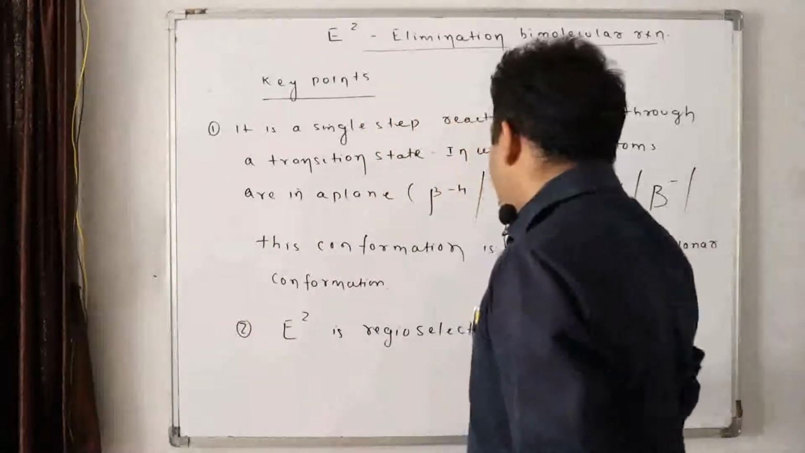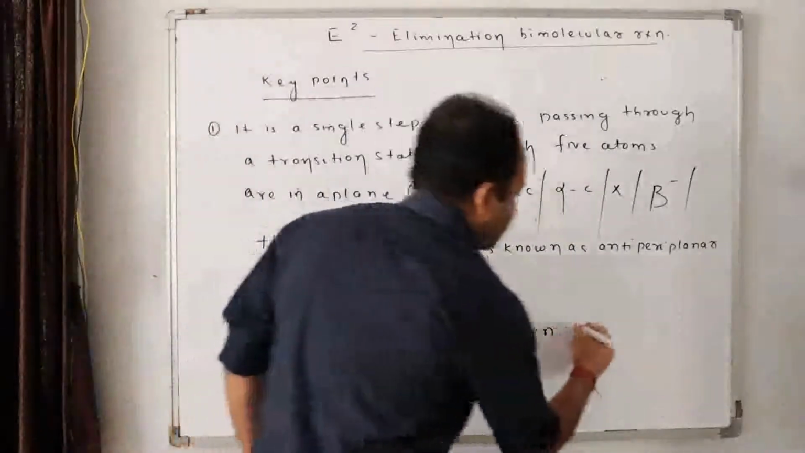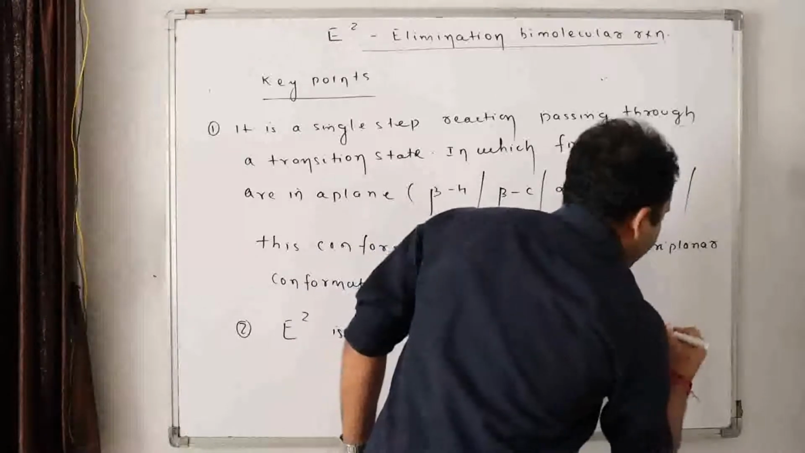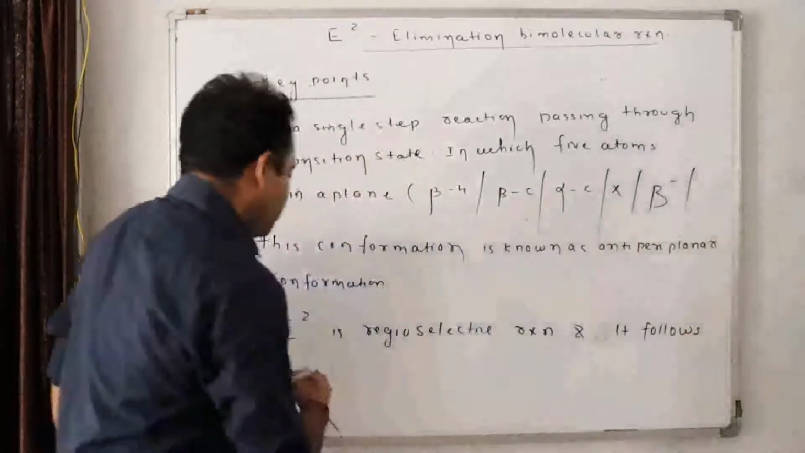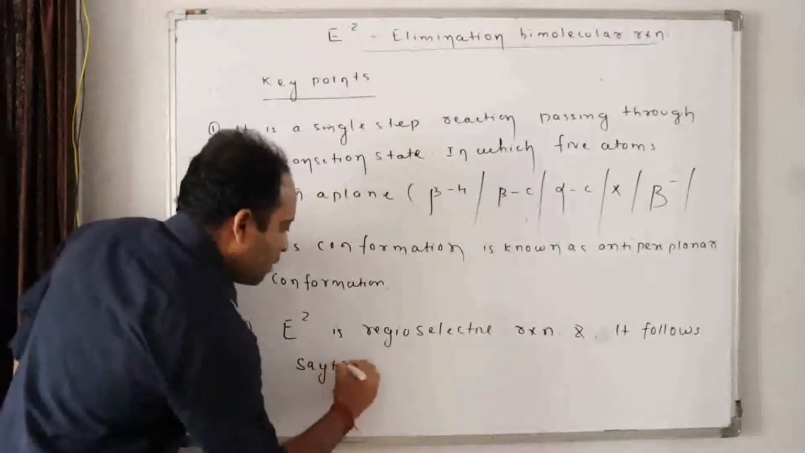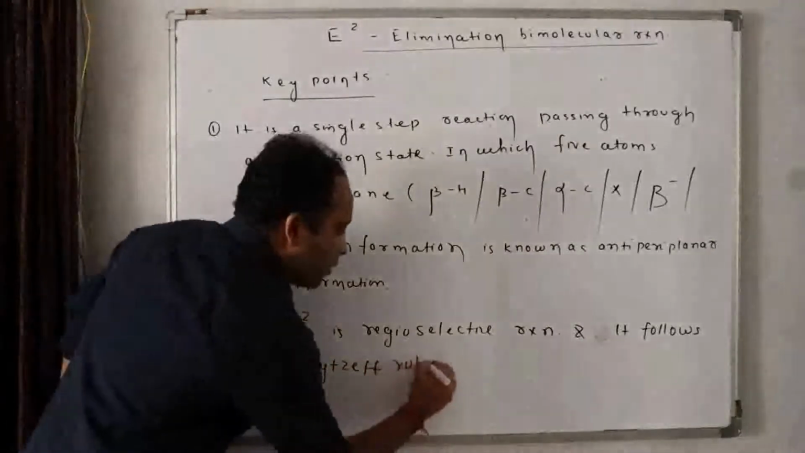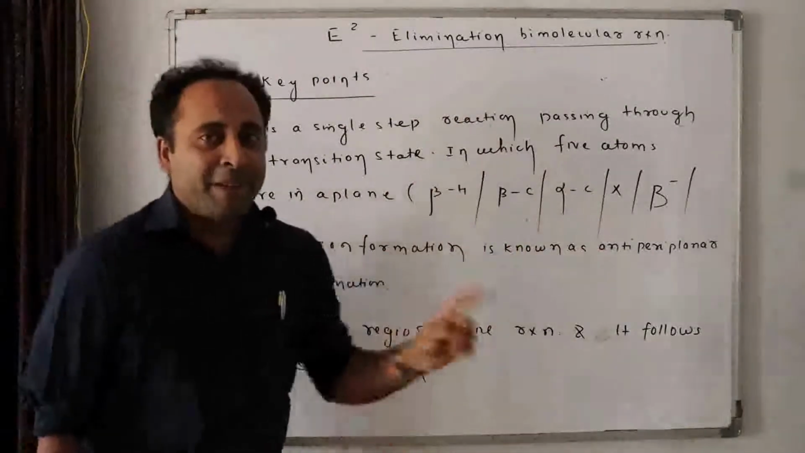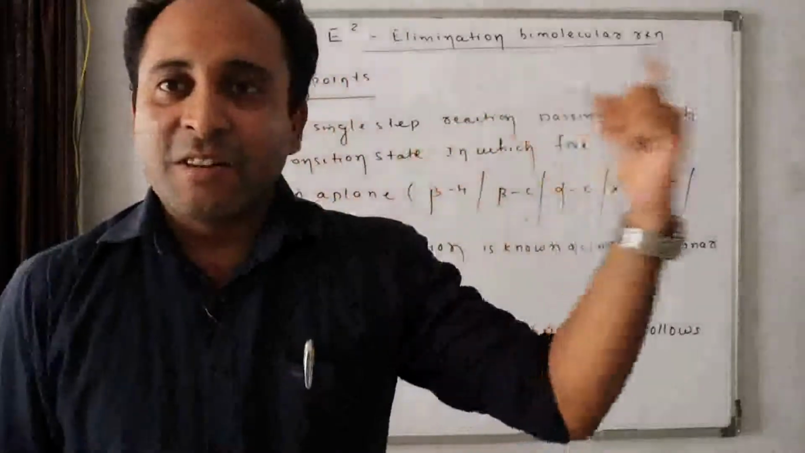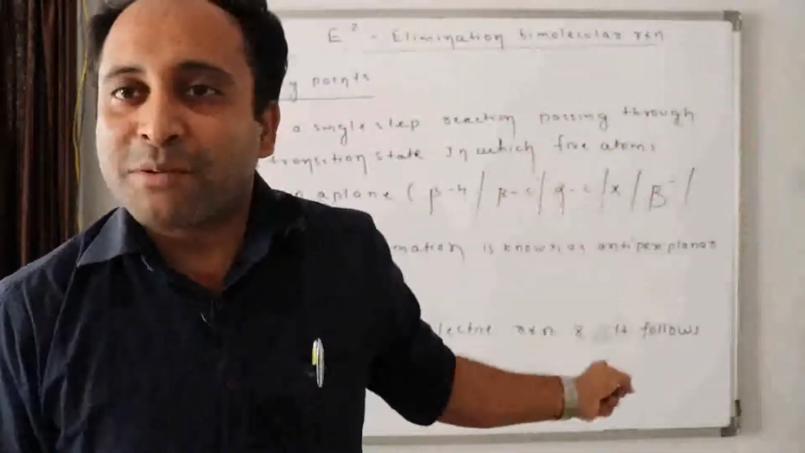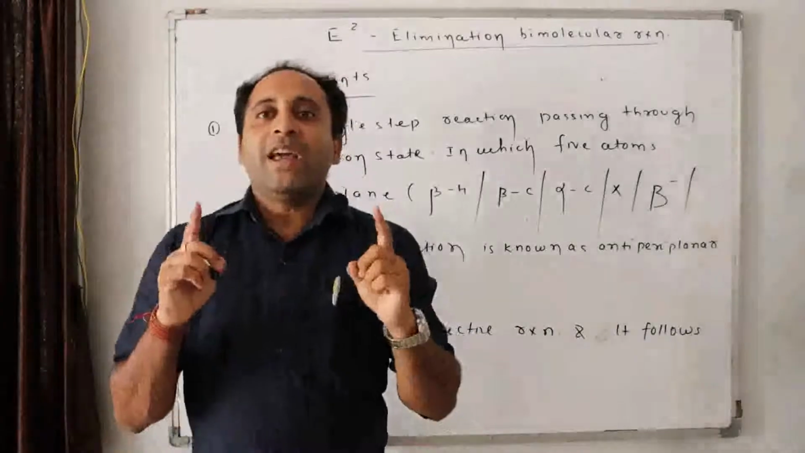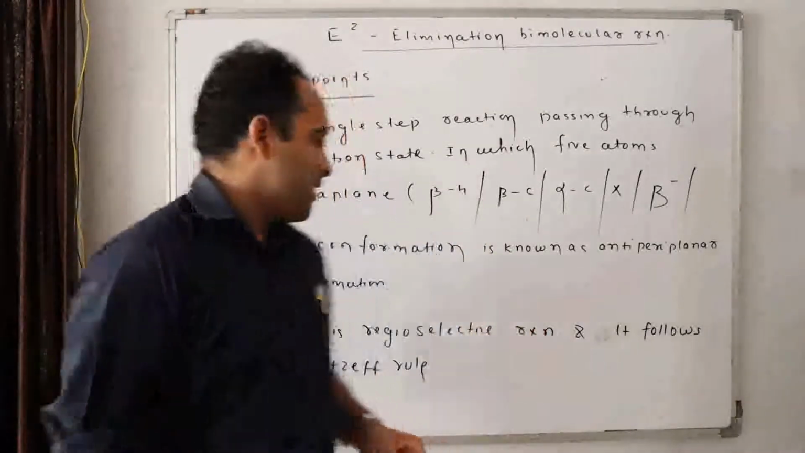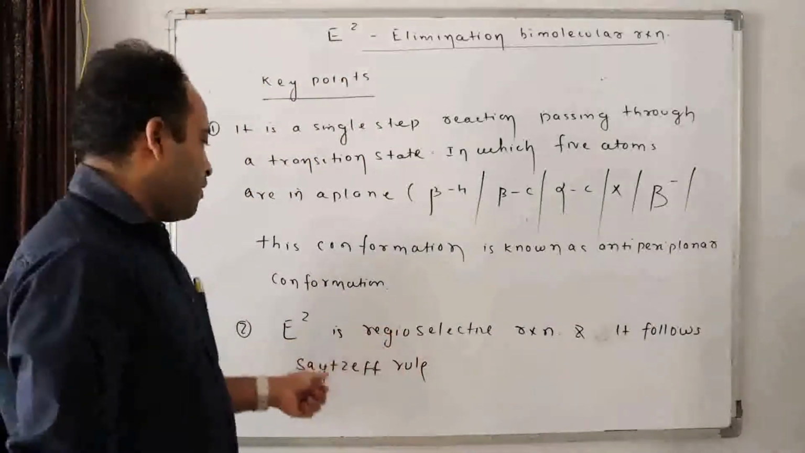So E2 is a regioselective reaction, and it follows the Saytzeff rule. But the condition is that the base must be small, because if I take a bulky base, then it will follow the Hofmann rule. What is the Saytzeff rule? Do you remember? The products formed will have more substitutions, and more stabilized alkenes.